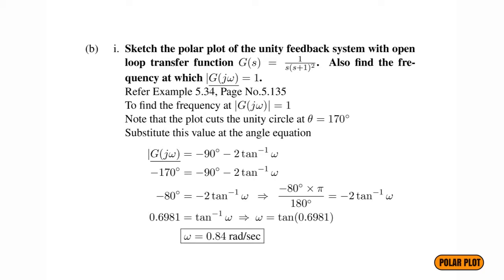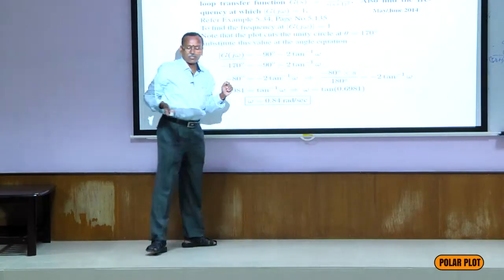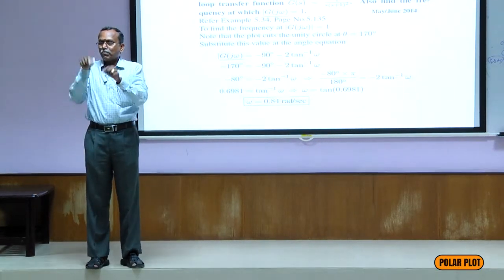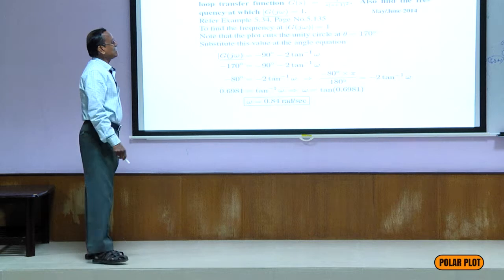Sketch the polar plot of the unity feedback system with the given open loop transfer function. Also find the frequency at which modulus of G(j omega) is equal to 1. What does that mean? It is the gain crossover frequency. He didn't mention the term, but he wants the gain crossover frequency, which is where the plot intersects the unit circle. At that point, what is the frequency he is asking?